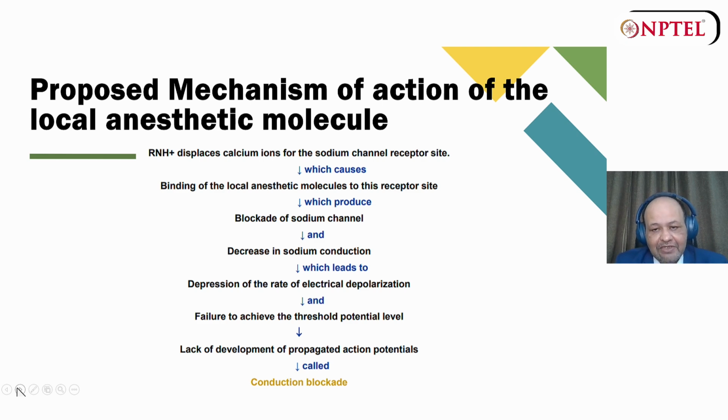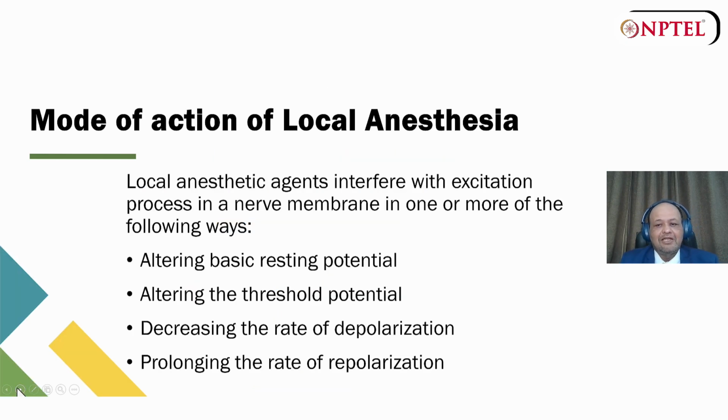This sounds complicated, but in reality, this is essentially how, every time we inject local anesthesia, whichever molecule we use is responsible for its action through this particular phase. The local anesthetic molecules interfere with the excitation process in a nerve membrane in one or more ways: altering the basic resting potential, altering the threshold potential, decreasing the rate of depolarization, and decreasing the rate of repolarization.